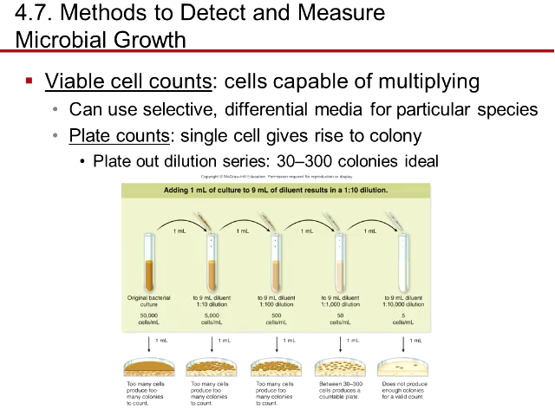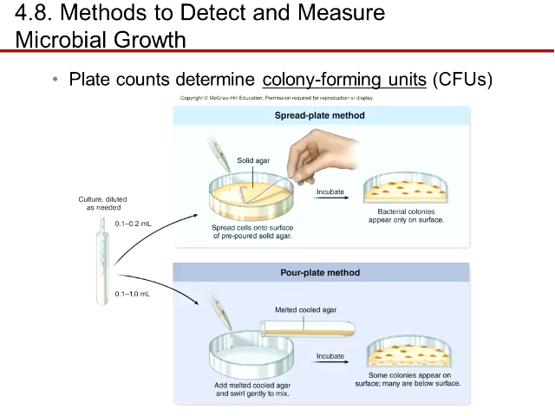We can do viable cell counts. The cells are capable of multiplying, so we can use selective differential media for a particular species, for instance, plate counts, where a single cell gives rise to a colony, and then we plate out a dilution series, with 30 to 300 colonies as ideal. So we have 1 mL, we add it here, and we create this 5,000 cells per mL. We then take 1 mL and put it in here, in a 1 to 10 dilution, and that's 500 cells per mL. We put it here, it's 50 per mL, and here 5 per mL. And it helps to show you the colony counts based on that separation.